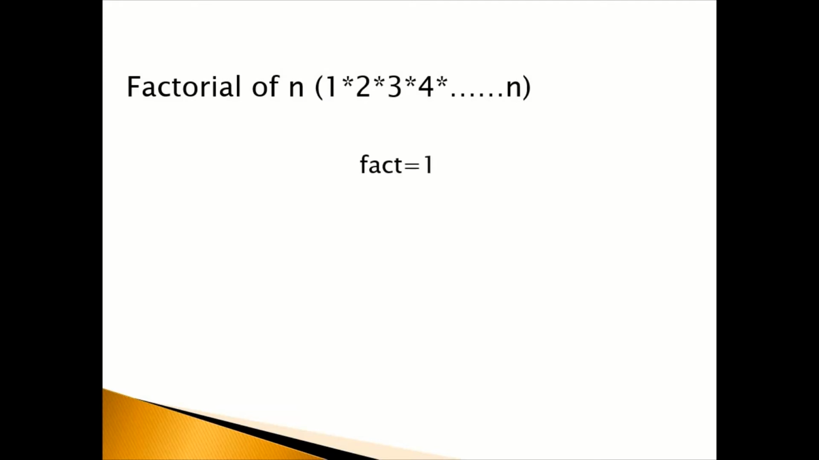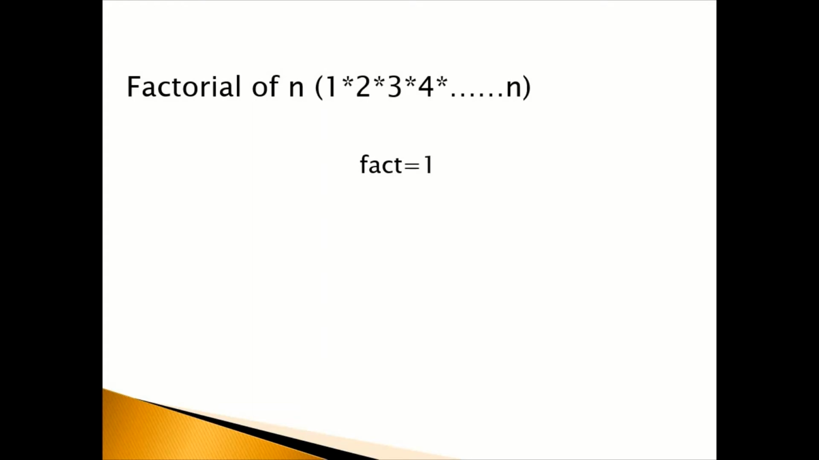So let us look at the code which is required to calculate the factorial. This program is similar to the program which we had taken in the last class, that is the sum of first n numbers. There we had calculated the addition of all the numbers starting from 1 up to n. Here we are calculating the multiplication of the numbers from 1 to n to calculate the factorial.